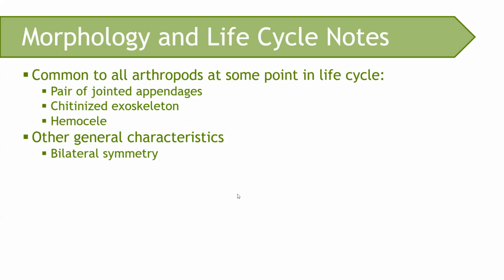Now, common to all arthropods at some point in the life cycle is the pair of jointed appendages, chitinized skeleton, and hemocoel. These are all common morphological forms of arthropods at some point in their life. Generally, they are bilaterally symmetrical like your nematodes. And the disease associated with our arthropods is what we call infestation.